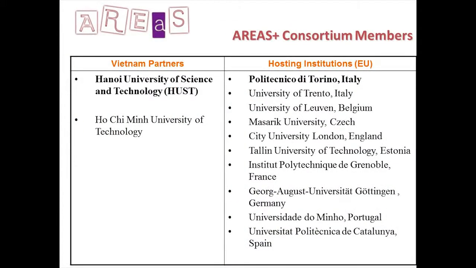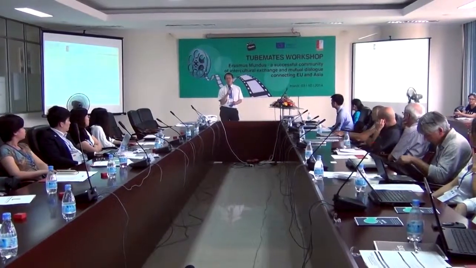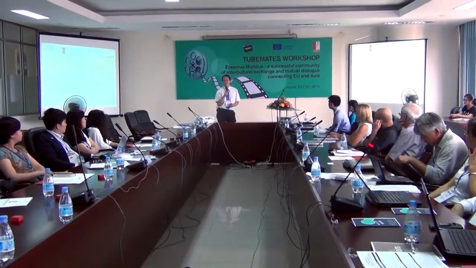This slide shows all the Vietnamese partners and hosting institutions in Europe. On the Vietnamese side, we have Hanoi University of Science and Technology and Ho Chi Minh University of Technology. For the EU, we have Politecnico di Torino, Trento, Leuven, Belgium, Maastricht, UC London, and so on. As I said, for the Erasmus project, students can normally apply from 3 targets. Target 1 means students and staff belonging to the partner university. Target 2 means students and staff can come from different universities in Vietnam.